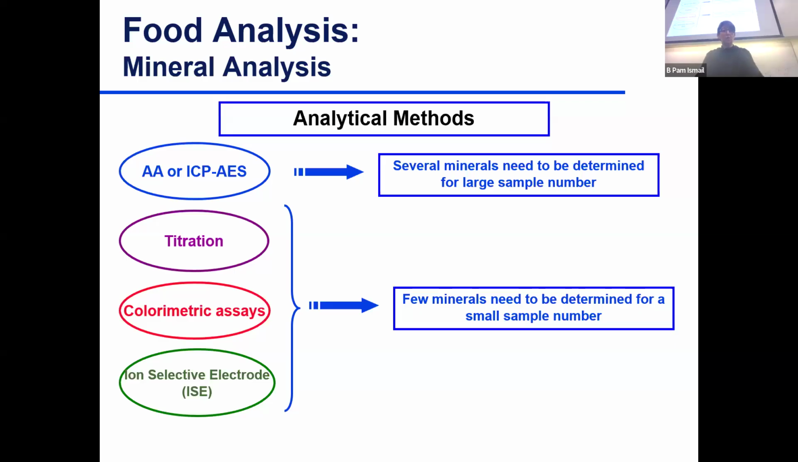Today, I'm going to talk about a few other ways of measuring mineral content for when you're measuring one specific element or mineral in a small set of samples. So you don't need to use AA, you don't have AA or ICP, so you tend to do other ways of analysis. We're going to talk about examples of titration, colorimetric assay, and ion selective electrodes.